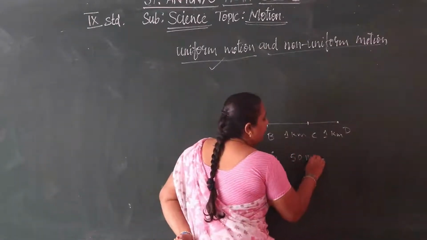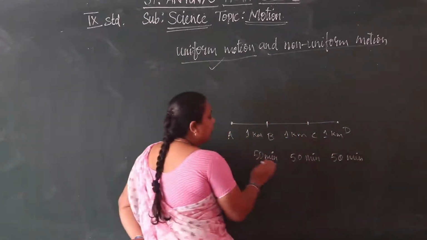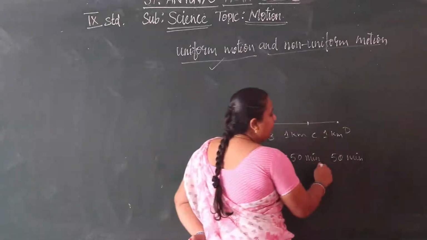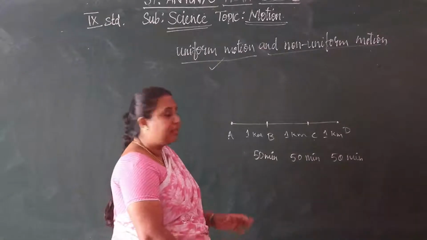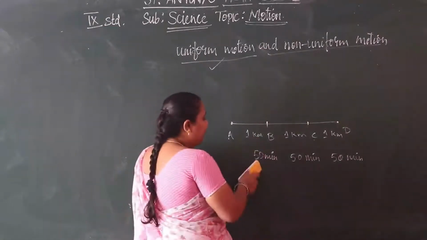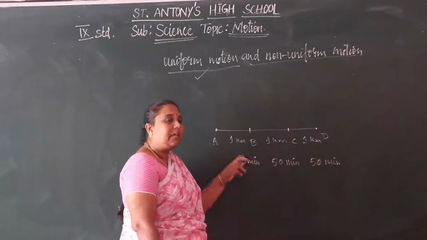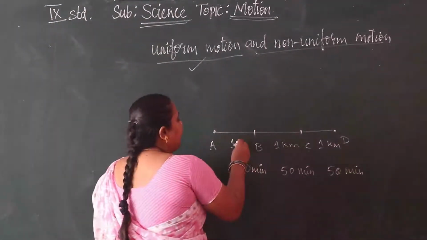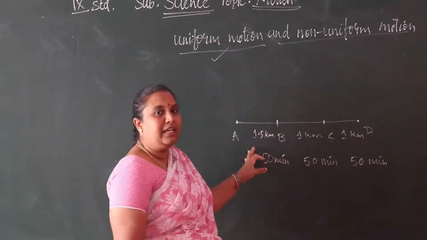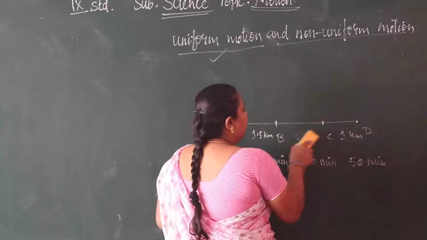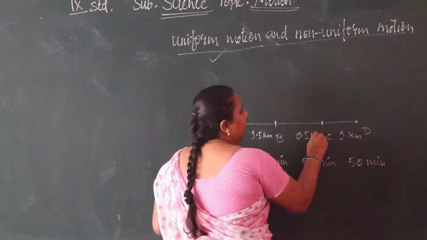So 15 minutes to reach. From A to B is 15 minutes, B to C is 15 minutes, and C to D also 15 minutes. But the distances differ. See here, from A to B, in the first 15 minutes the vehicle moves 1.5 kilometers. And from B to C, another 15 minutes, only 0.5 kilometer.